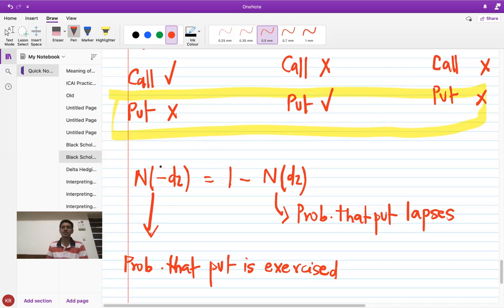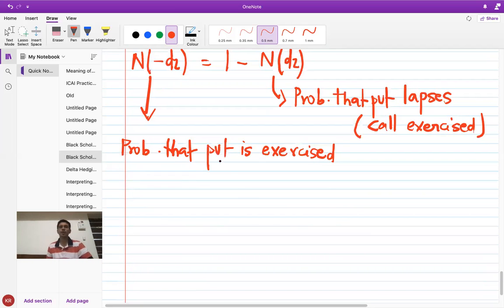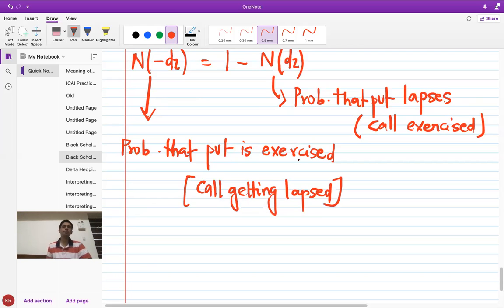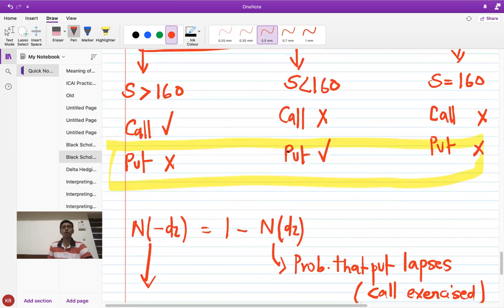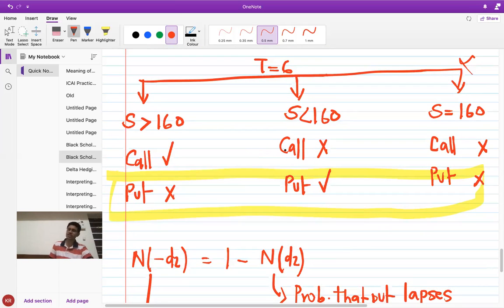N(-d2) represents the probability that put is going to get exercised, and we have calculated that as 1 minus the probability that put lapses, that is, call exercised. And obviously, without saying it, you should realize that the probability of put getting exercised is nothing but call getting lapsed. Because put getting exercised means that the call option has to get lapsed. There cannot be a situation where both call and put get exercised.